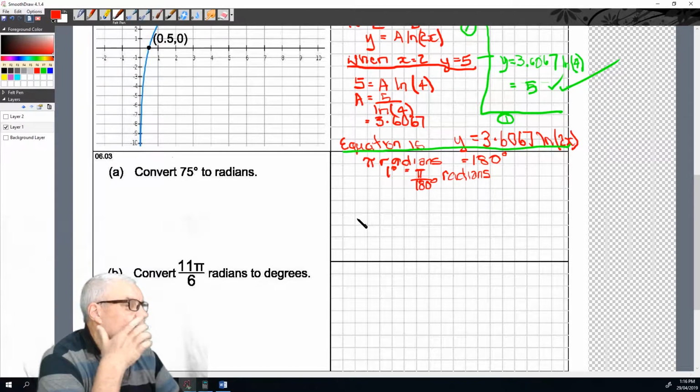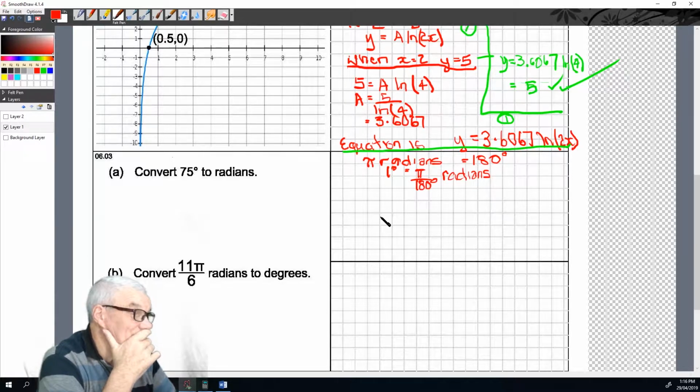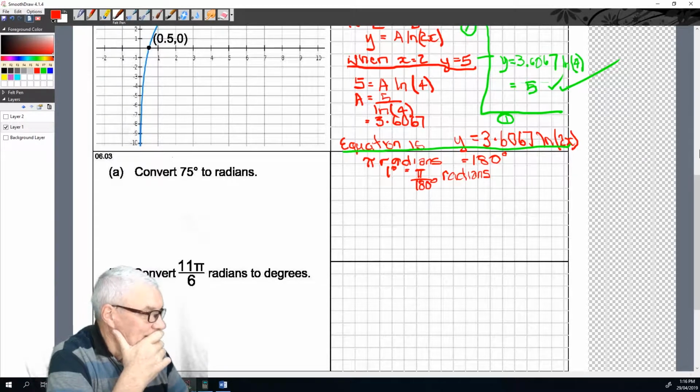Pi radians equals 180. 1 degree must equal pi divided by 180. So we divide by 180.